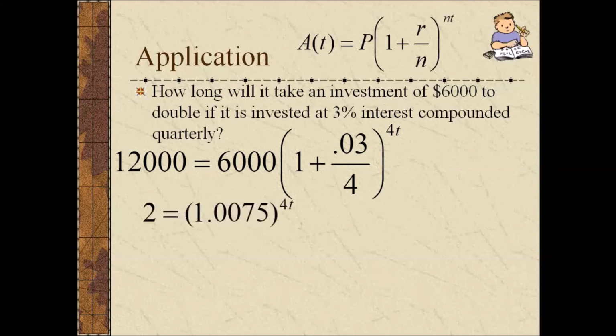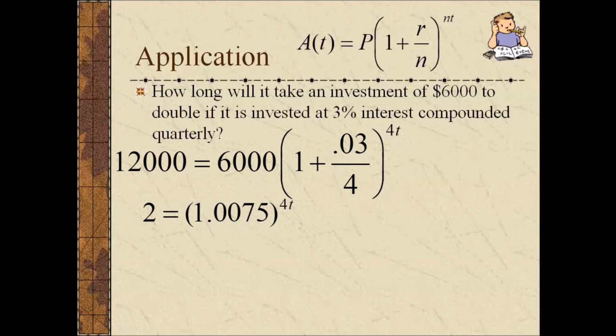We'll get 2 is equal to, and I simplified that parentheses to 1.0075 to the 4t. Do not multiply the 6,000 times the 1.0075. That would be contrary to the order of operations. We do not multiply and then apply a power. Our first step must be to divide by 6,000.